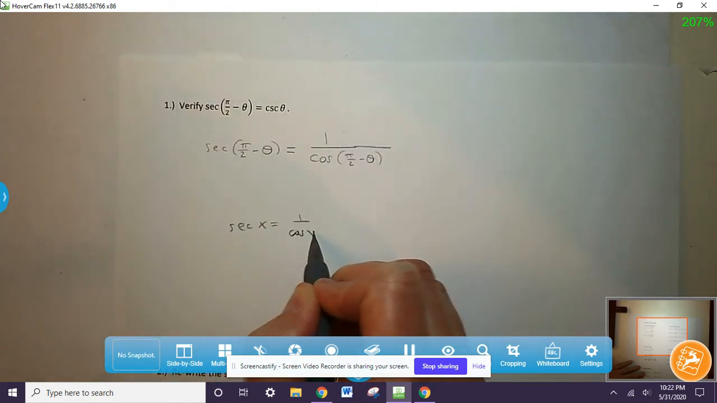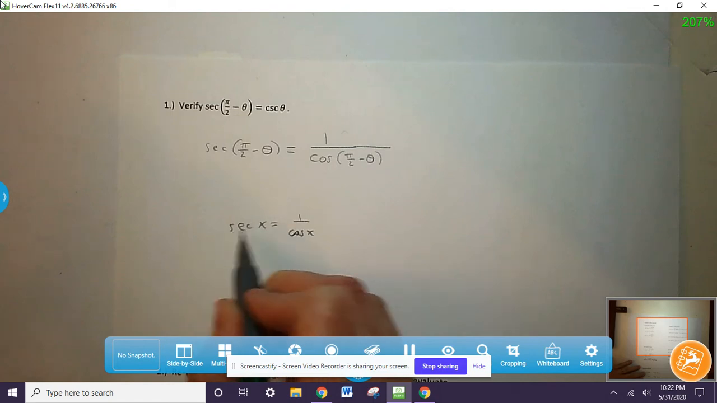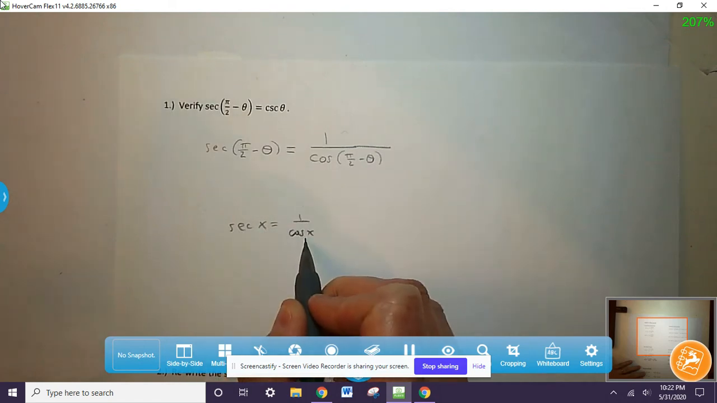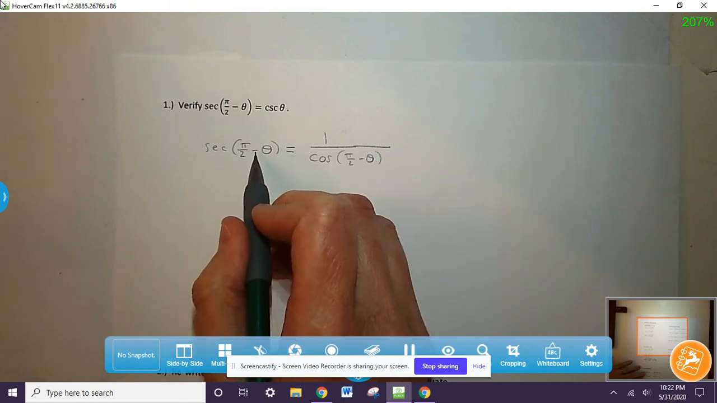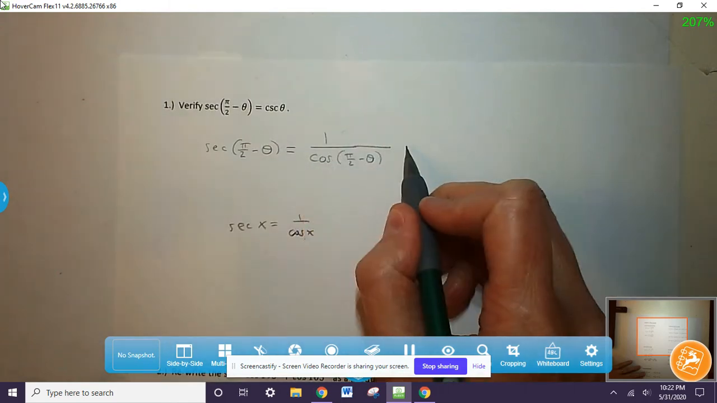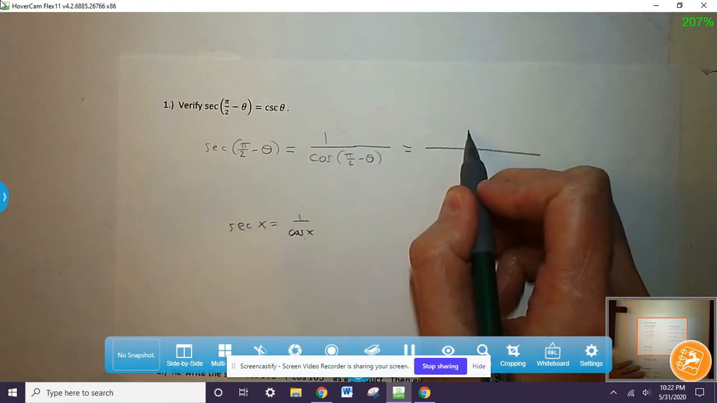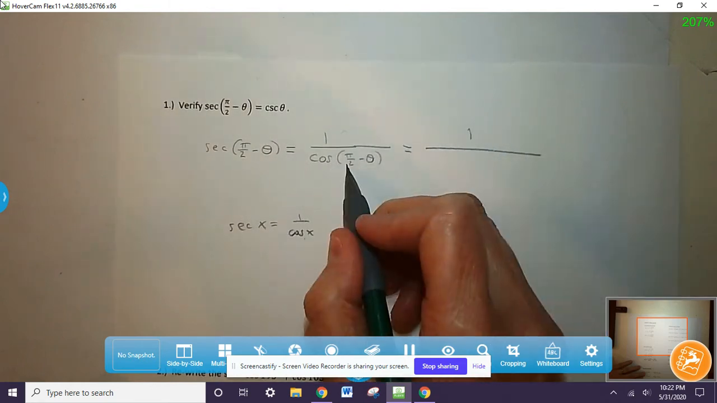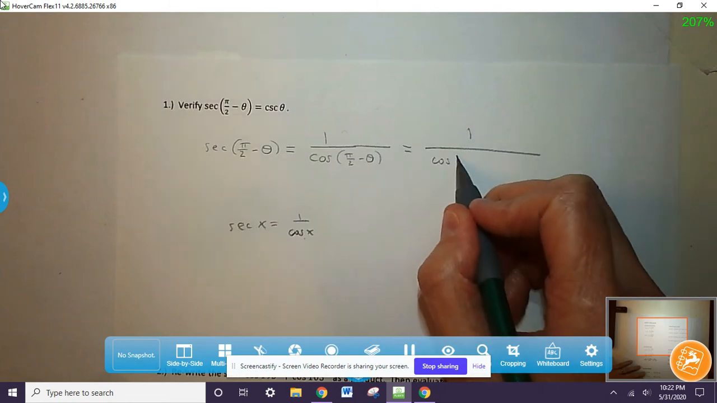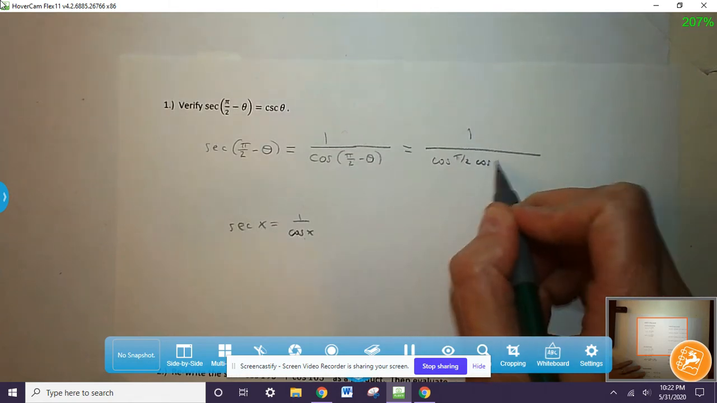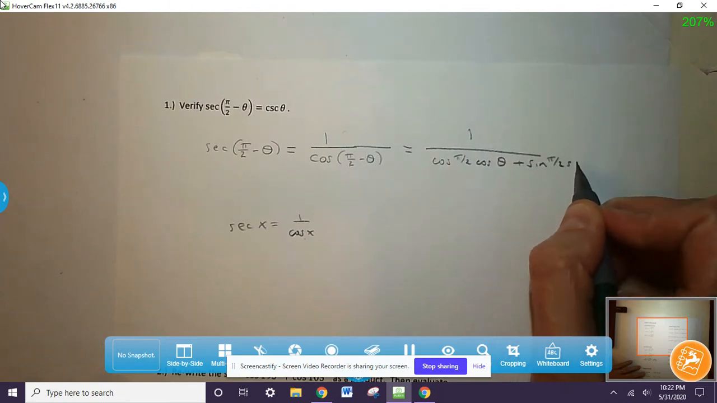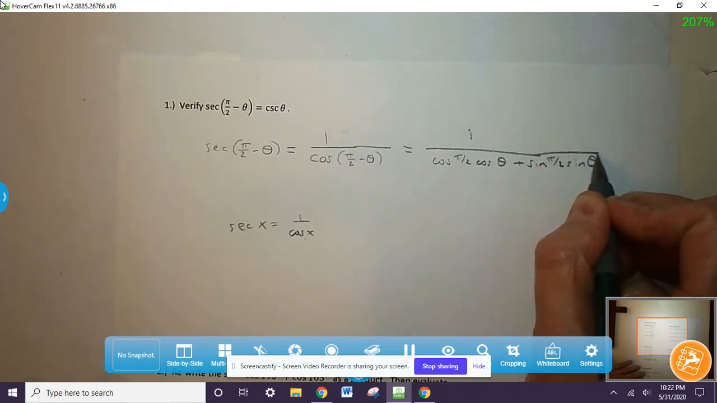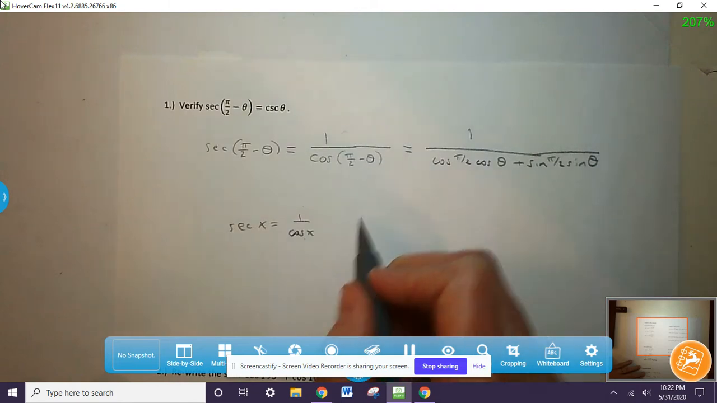There's a quotient identity that says secant of any angle is equal to 1 over cosine of that same angle. So if I have secant of this angle, even though it's two terms, that equals 1 over cosine of this angle. And using our angle sum and difference formulas, this is going to be cos cos plus sine sine. So cos pi over 2, cos theta, plus sine pi over 2, sine theta. Let me extend that fraction bar.